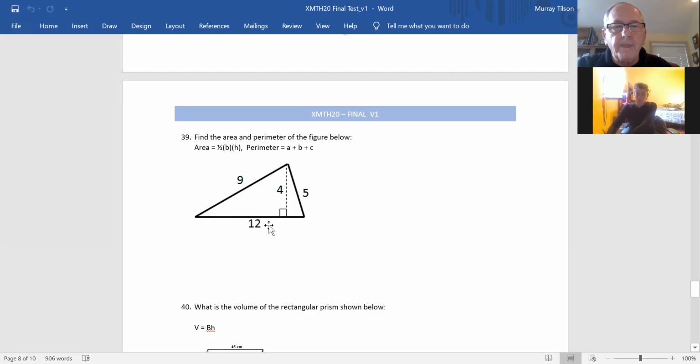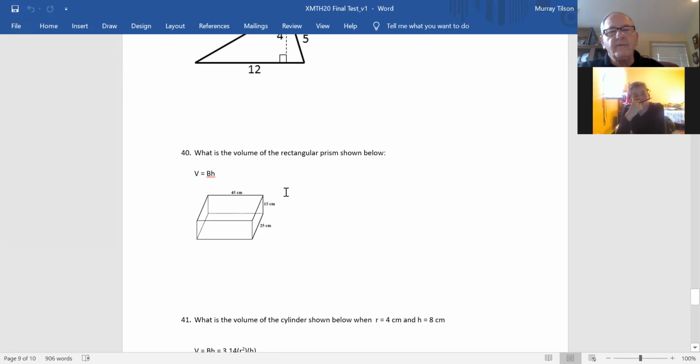And what would be the perimeter? All those added together, right. So 9, 9 and 12, 12. 26. Is that what it'd be? Right, 26. Exactly. Don't worry about the 4, but you get the 5.